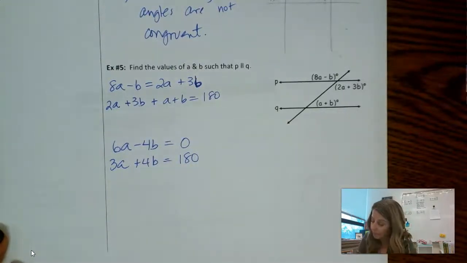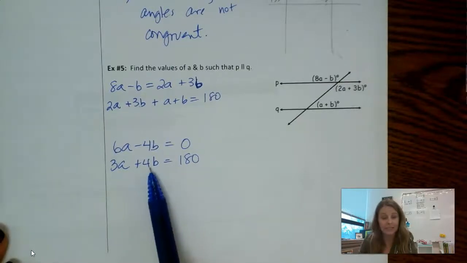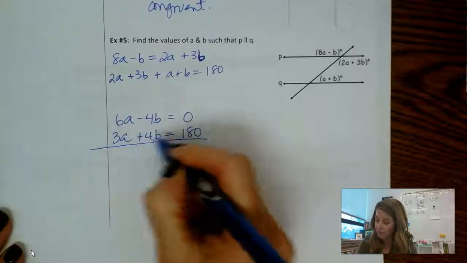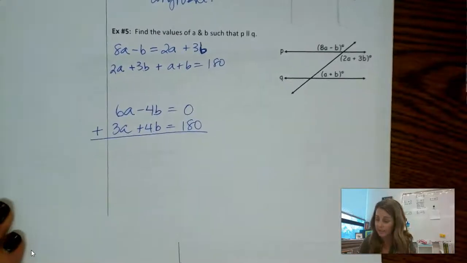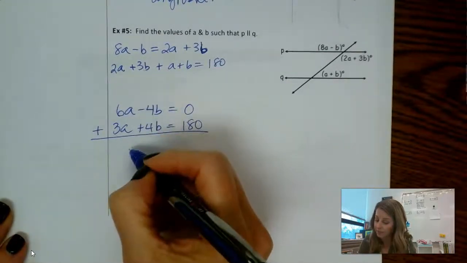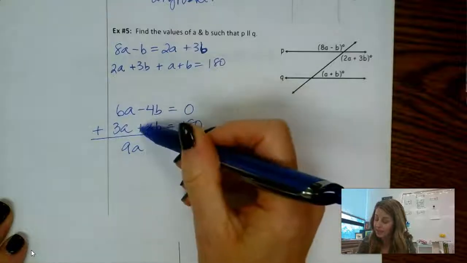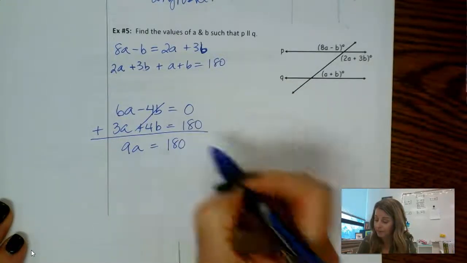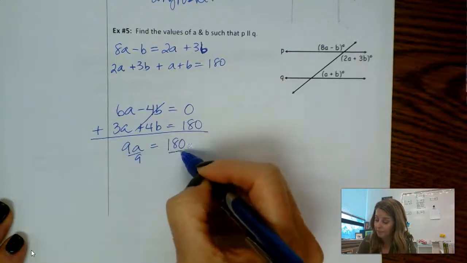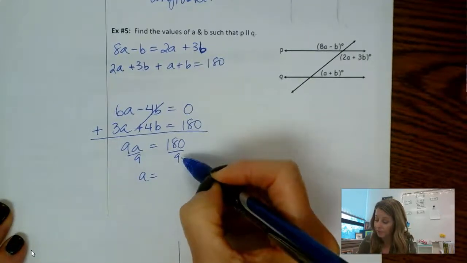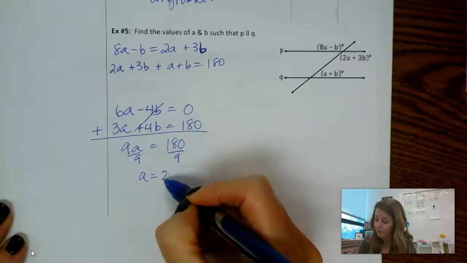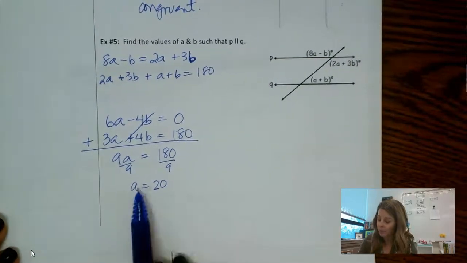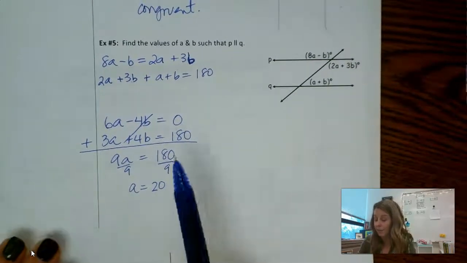Okay, so actually, look at the B's. I'm pretty lucky here. They're going to naturally just cancel out. So let's go ahead and proceed. Let's add. 6 and 3 would be 9A. These guys are adding up to 0. 180 divided by 9 should be 20. 18 divided by 9 is 2, and then tack on that 0. So I have 20. So I'm going to plug in 20 for A.